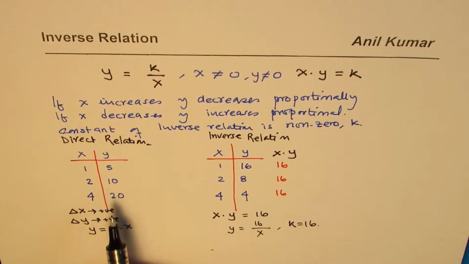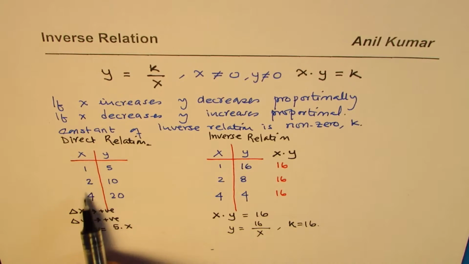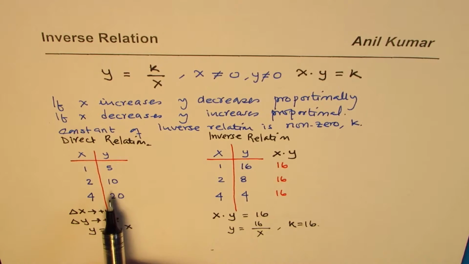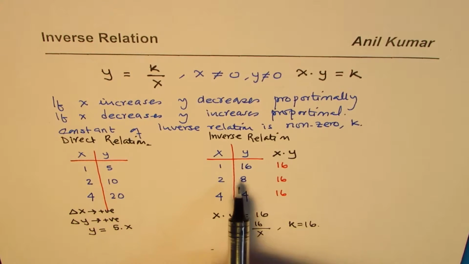So in direct relation, if the x value increases, y also increases. If x decreases, y decreases. Here, we find that if I move from 2 to 1, that is changing x to a lesser value, y becomes higher, right? So that is one way. So definitely, this one is not inverse because they are going in the same direction. Now, this one could be inverse.